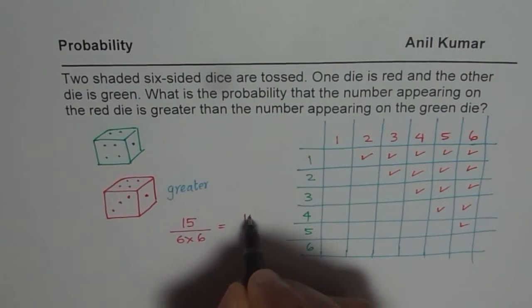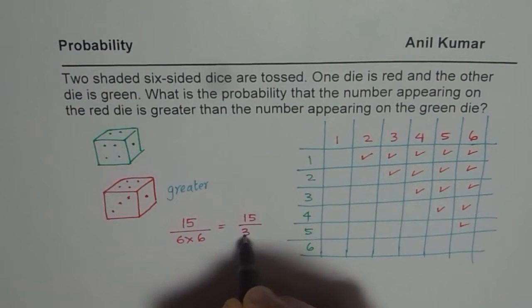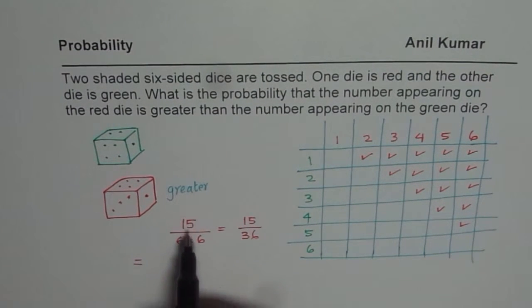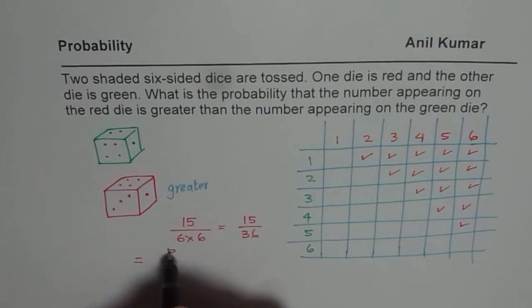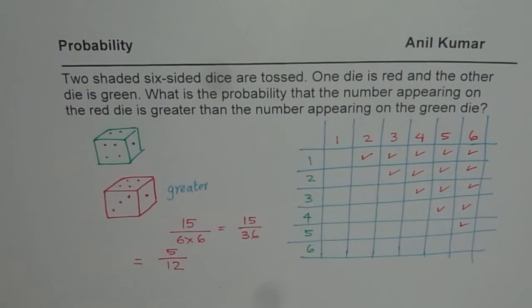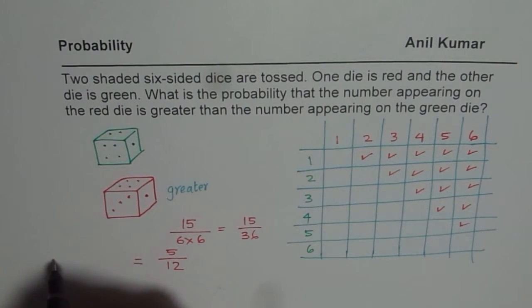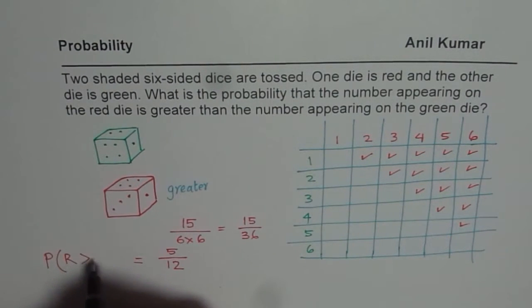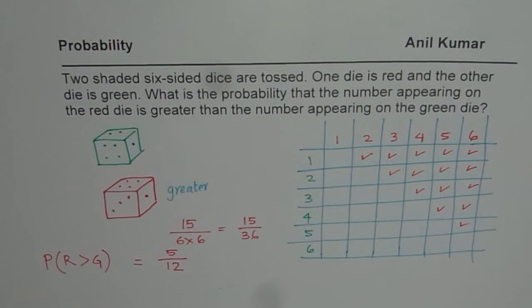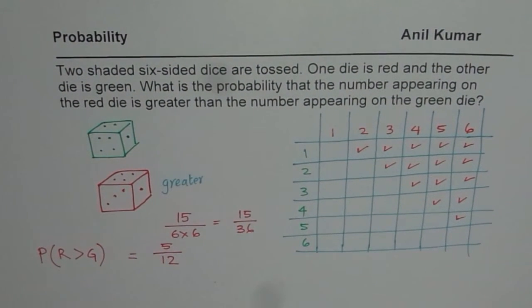So 15 over 36. Now you should actually simplify this, correct? You could divide this by 3. If we divide by 3, 3 times 5 is 15, and 3 times 12 is 36. So now the probability of red greater than green is 5 out of 12. So that is how you could answer this particular question.